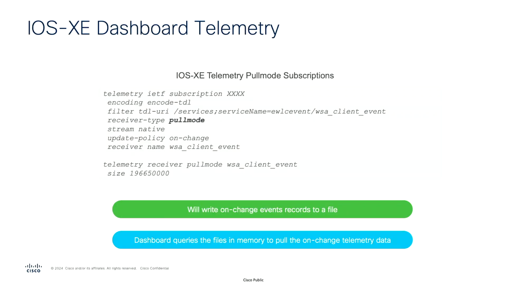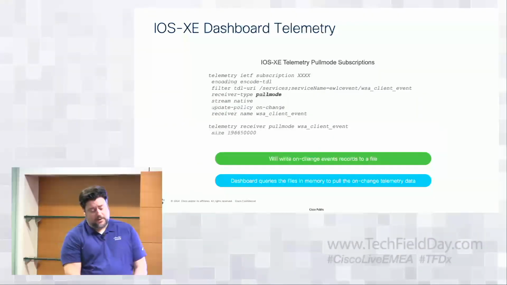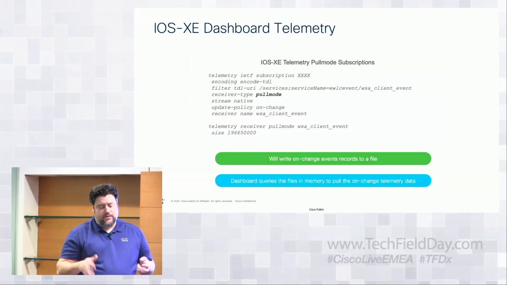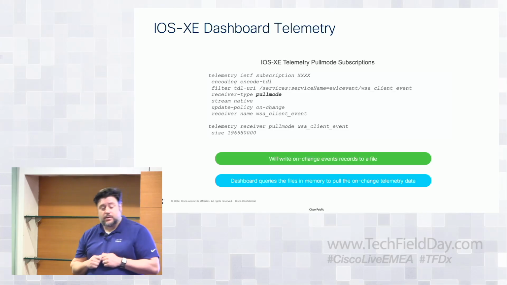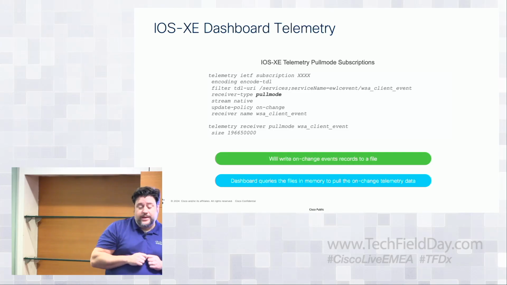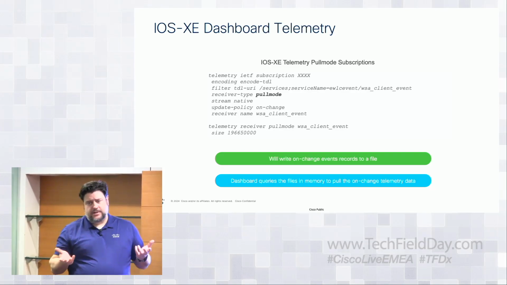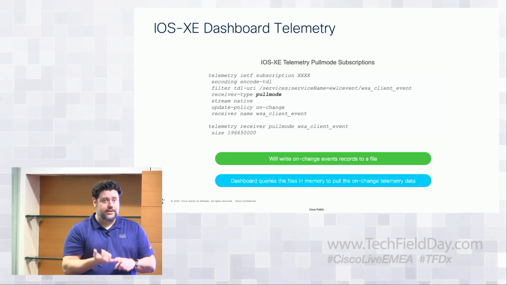So a cool thing you'll see, there are 2 different ways we're collecting data now from the boxes. If you guys have added things to Prime or Catalyst Center, you'll see all the different telemetry subscriptions that get configured on the controllers. And with this new IOS XE integration, you're going to see a new receiver type here. I've got it highlighted here. It's called pull mode. There are 2 different types of telemetry: we've got on-change and we've got periodic.